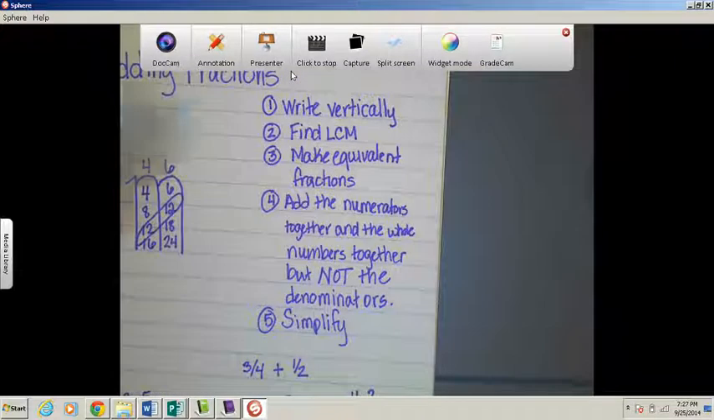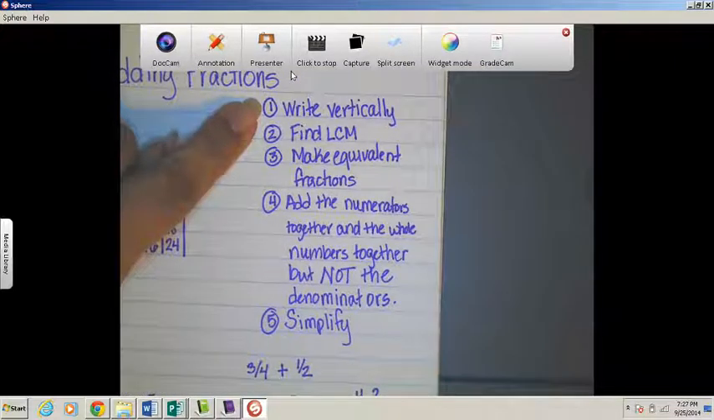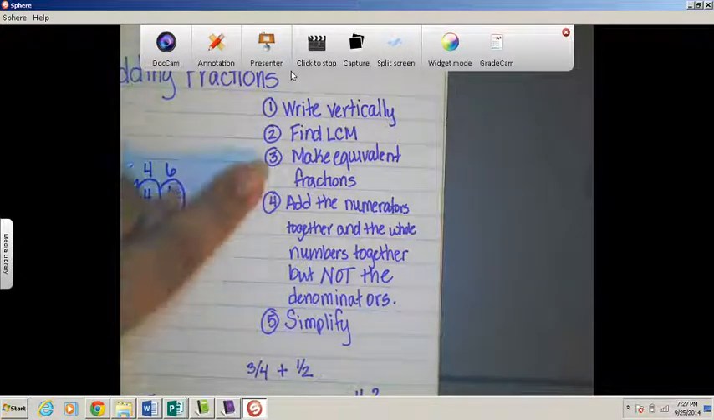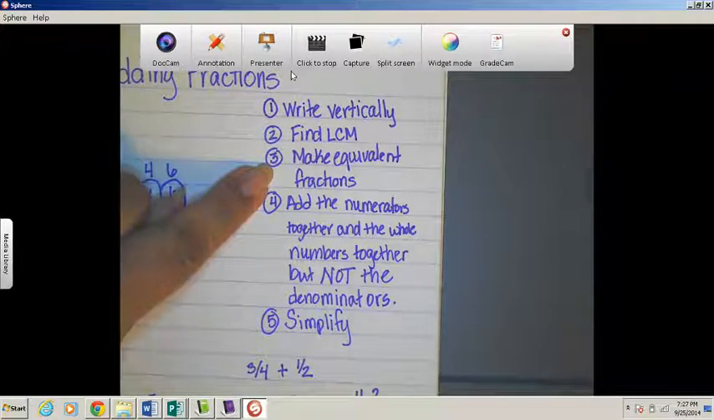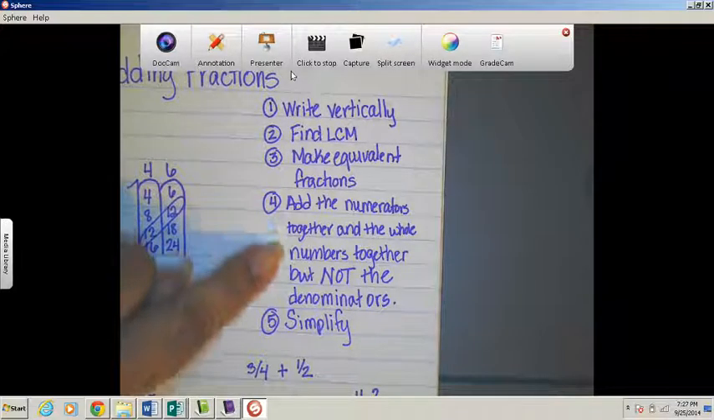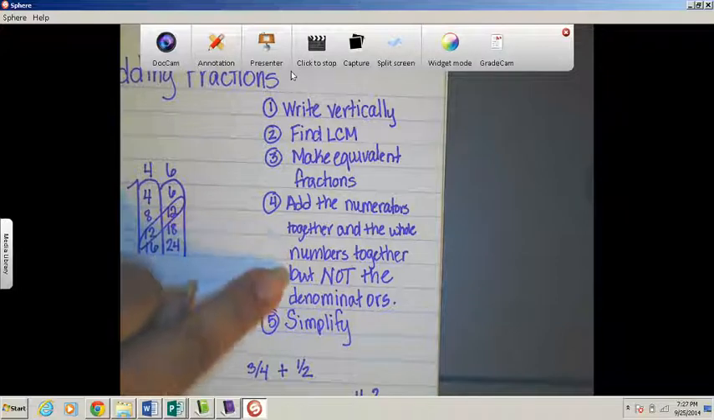Remember, write your fractions vertically, find your least common multiple, make equivalent fractions, add the numerators together, add the whole numbers together, but not the denominators. Then simplify.